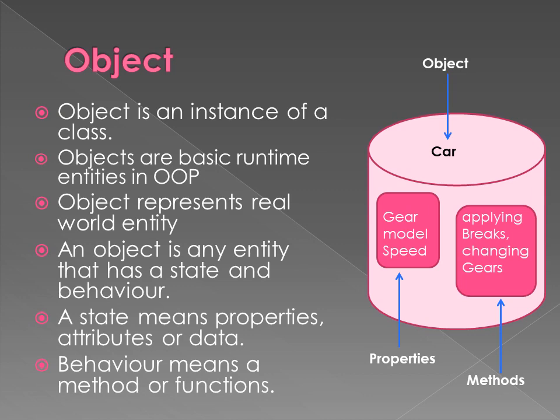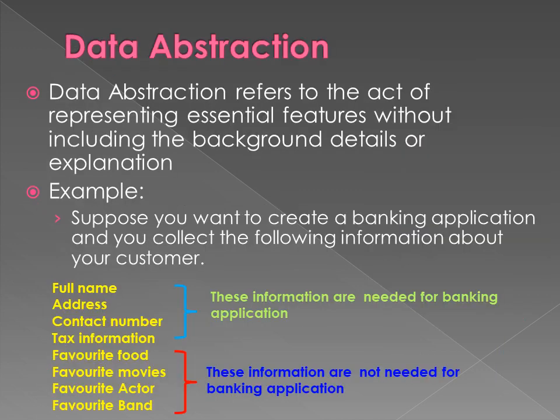For example, a function to calculate age from birth date, or a function to get the full name of a person, etc. As shown in the image, a car has properties such as gear, model, speed, fuel type, etc. And it has methods or functions such as applying brakes or changing gears, etc. We will be covering most of the concepts of object-oriented programming in detail in coming videos.